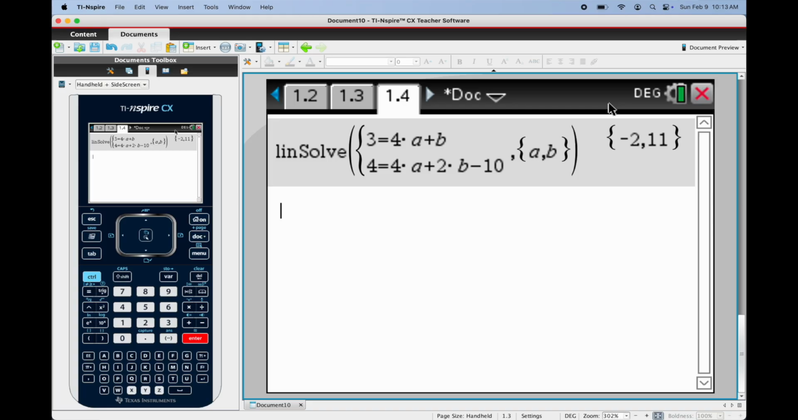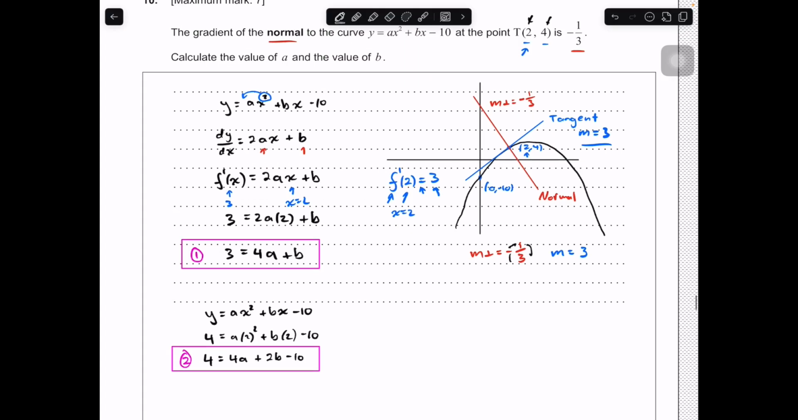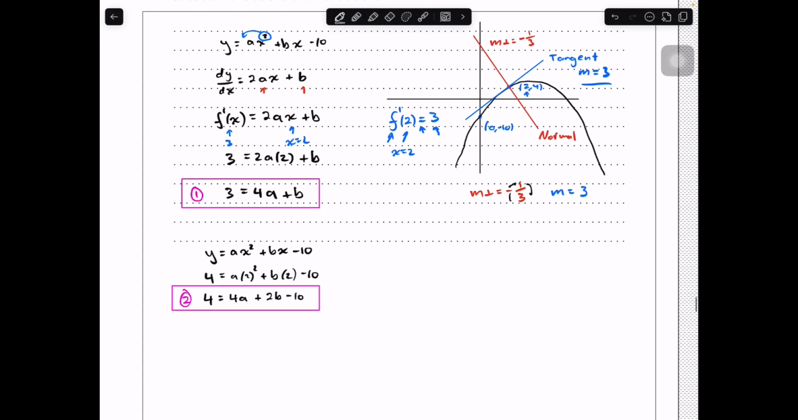A is equal to -2, b is equal to 11, and I'd imagine if you're writing a test, that's got to be extremely satisfying. So let's go back to the document here. Calculate the value of a and b. Here we are. A is equal to -2, and b is equal to 11, and there we are. That's it.